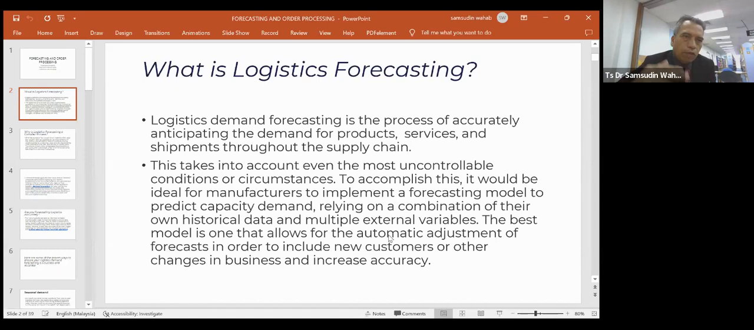Okay, so it takes into account even the most uncontrollable conditions or circumstances, because in our business we have risk. Sometimes we have risk. So when we have risk, we have a problem in making the prediction of demand, the capacity of demand. But when we have enough data, this gives us a very good idea on how to plan and how to do our forecasting for our logistics.